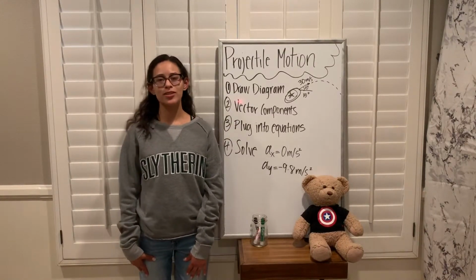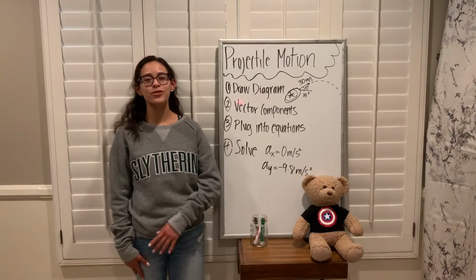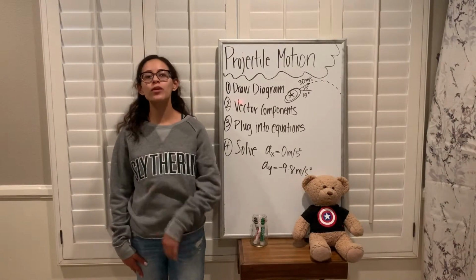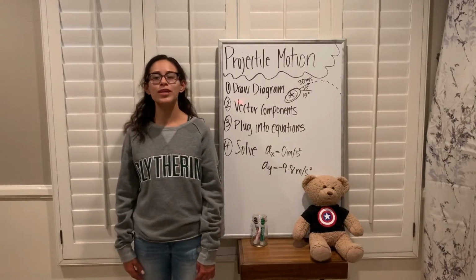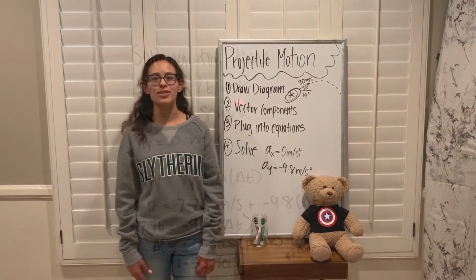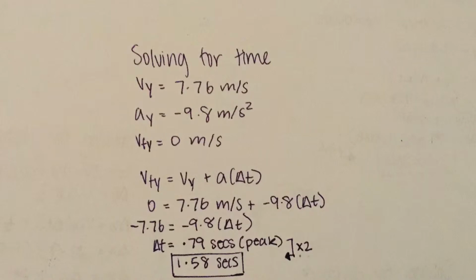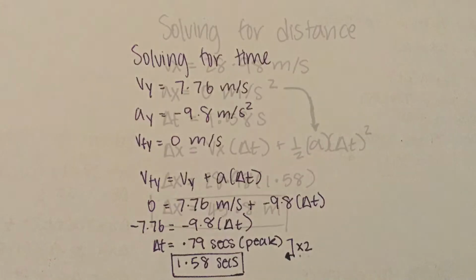The fastest way to solve for the time over the total distance is to first solve for the time halfway, for which we know the velocity at the peak is going to be 0 meters per second. So we can use that for our final velocity and solve. In order to solve for time, you write out all the variables and then you plug it into the equation. I subtracted the initial velocity over to the other side and divided by the acceleration to get the time to the peak, and then I multiplied by 2 to get the full time across the entire distance.